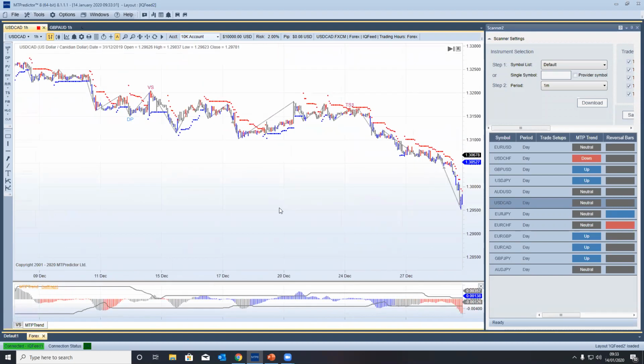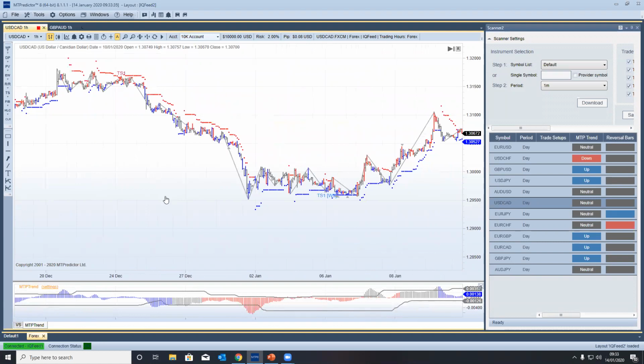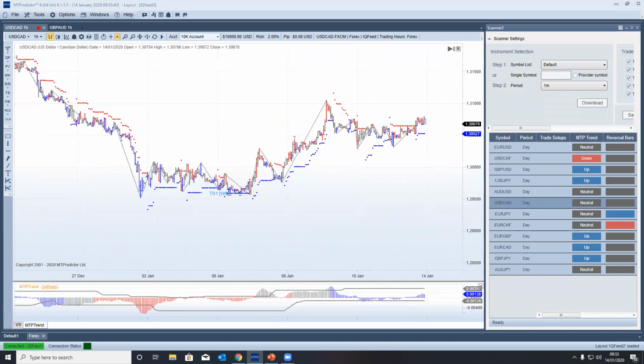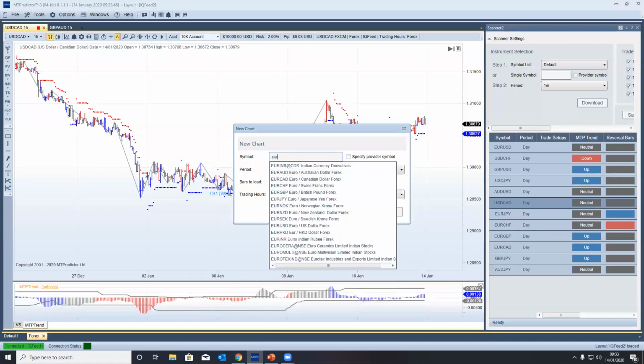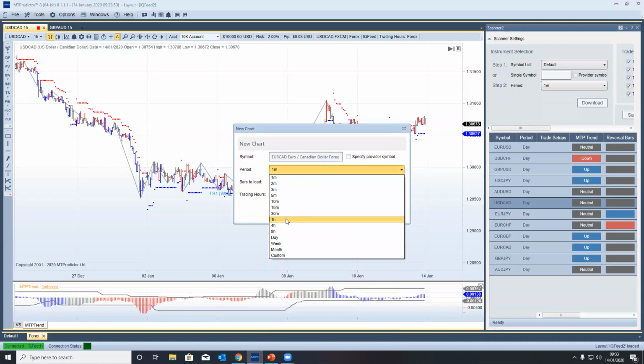Can't see where that chart is. Oh, the Euro Canadian dollar. Sorry, Euro Canadian dollar. So I'm looking at the US dollar. Sorry. Let's have a look at the Euro Canadian dollar on a 1-hourly chart.